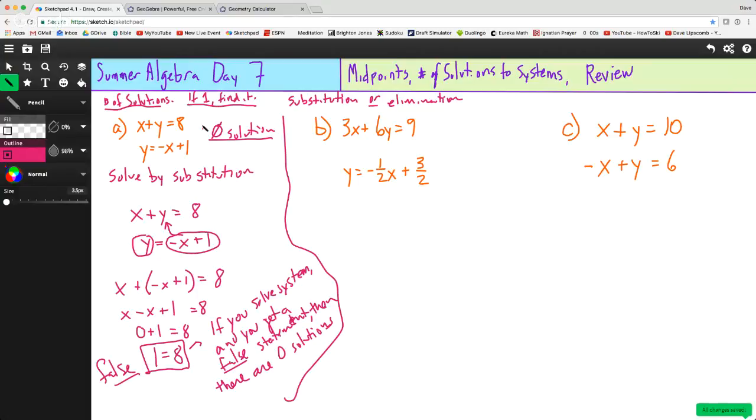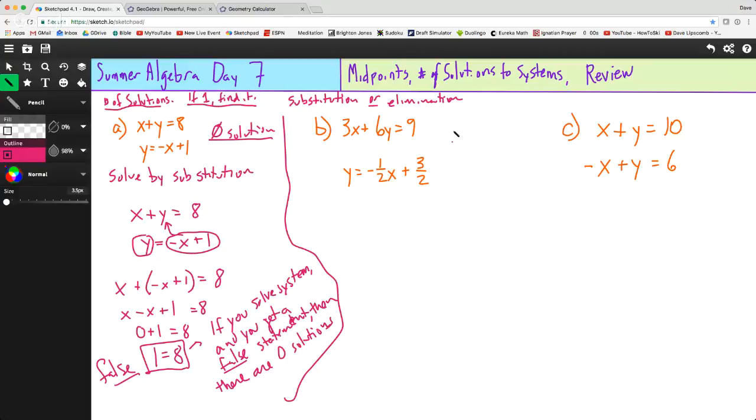That means there's no solutions. And remember, we've identified that on the earlier page graphically because we had parallel lines. We had the same slope but different y-intercepts, which also gives us 0 solutions. So here's how we do it by substitution.